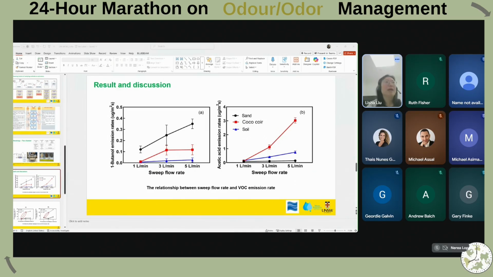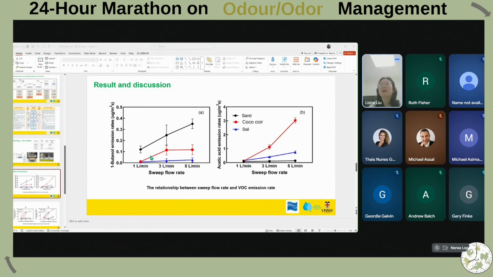When you look deeper, in the case of the porous media, the emission from the cocoa coir showed the greatest sensitivity to the sweep flow rate, while the flux of acetic acid and butanol increased around 25 and 11 times respectively when the flow rate changed from 1 liter per minute to 5 liters per minute. In the case of the target compounds, acetic acid represents a more significant response to changes in the sweep flow rate than butanol across all the media. The most notable increase in emission rate was observed in acetic acid emission from cocoa coir, the red line on the right figure, where the emission rate at 5 liters per minute was substantially higher than at lower flow rates.